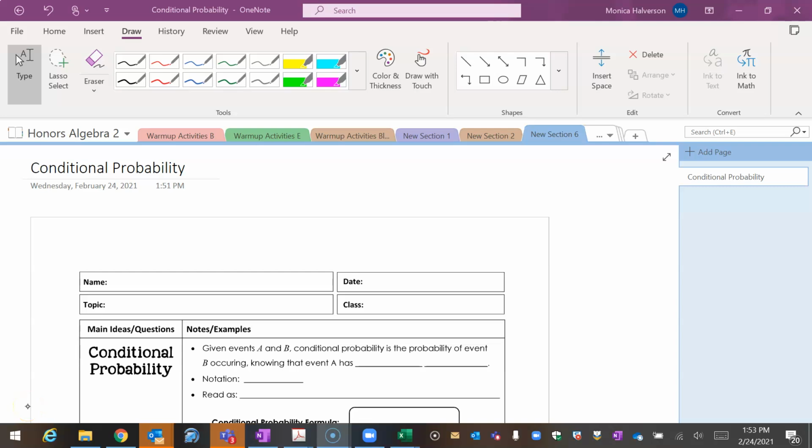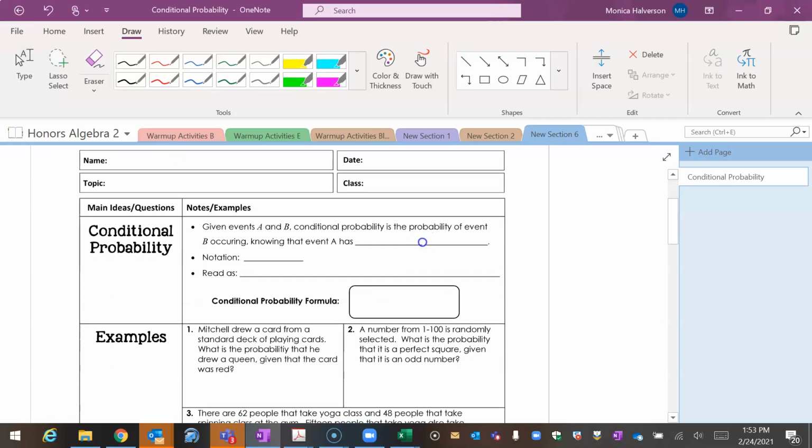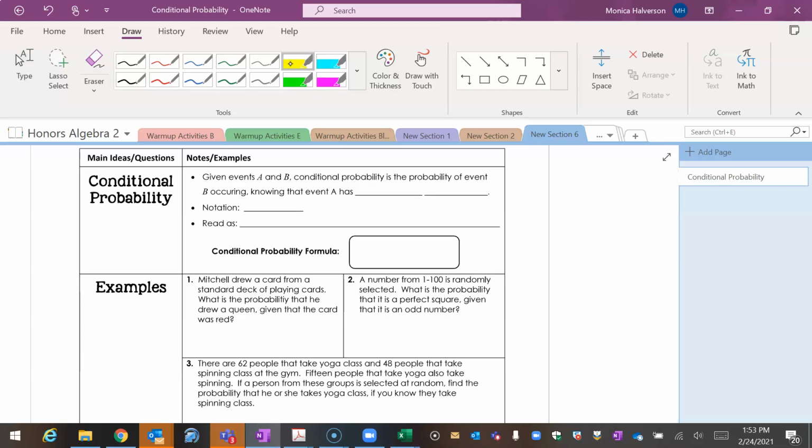So now that we've introduced the idea of theoretical probability, which is really the probability of how likely an event is going to occur, we are now going to talk about the second type of probability, which is conditional probability. And the key term in that phrase is conditional. What that means in this case is that it's the probability of an event occurring knowing that another event has already occurred.